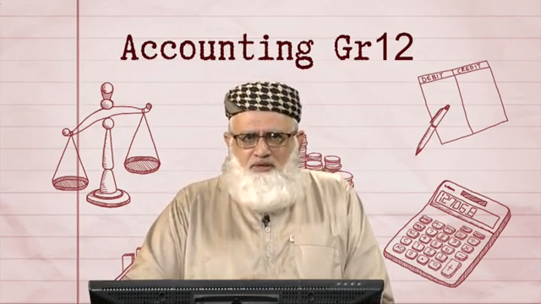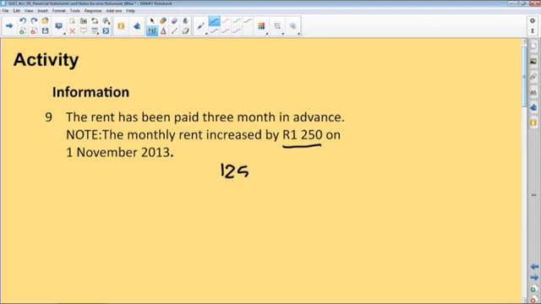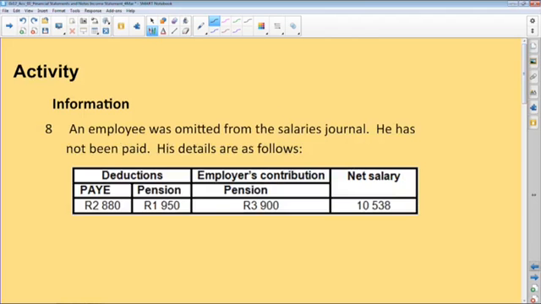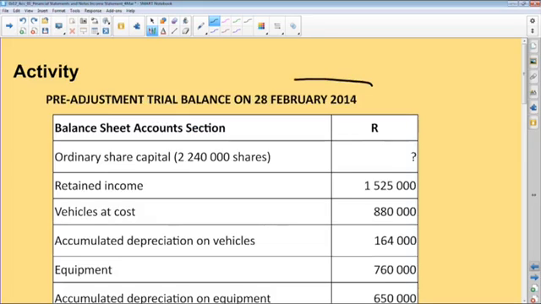Step number 1. The new rental of 1,250 is applicable for how many months? That's the first thing that you do. The increase, we're only working with the increase now. What was the increase amount? 1,250, and it was paid on the 1st of November, and we've paid 3 months in advance. If you go back and see, what was your financial year? Notice your financial year ends on the 28th of February 2014.